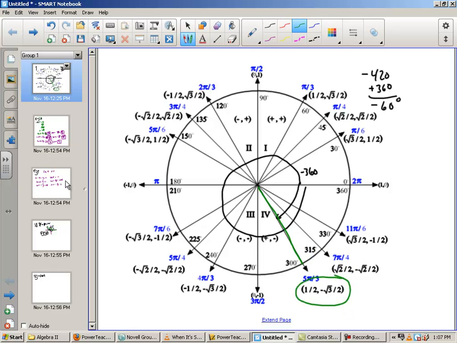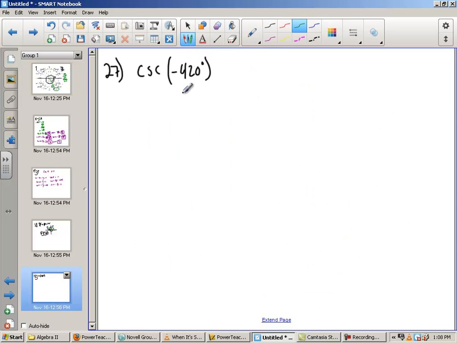Okay. Another way to do this would have been to take the original negative 420, add 360, that would have given you negative 60, and add 360 again. This is that coterminal idea that if we keep adding 360, we get coterminal lines, lines that end up in the same place. This would have given me 300 degrees, and what do you know? 300 degrees puts me right where I want to be. That's the reason we did coterminal in the first place.